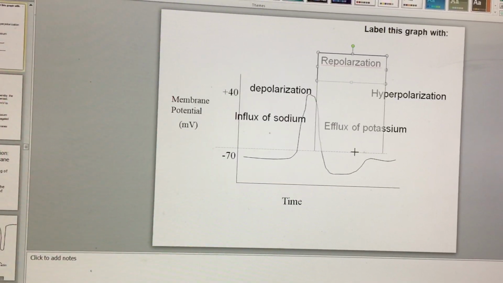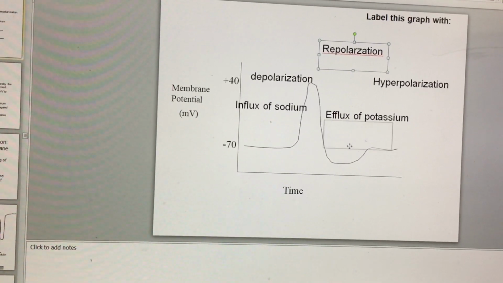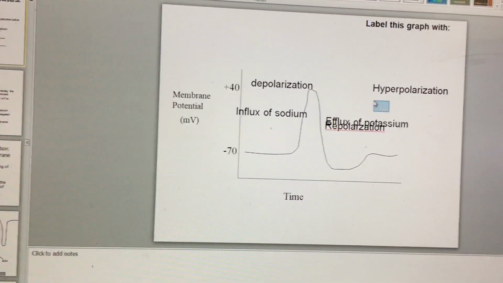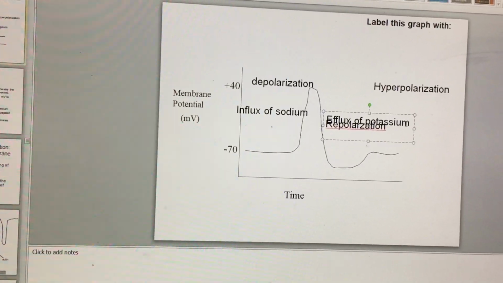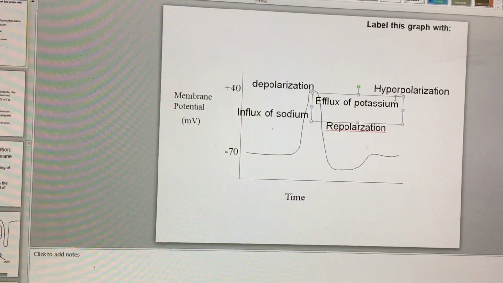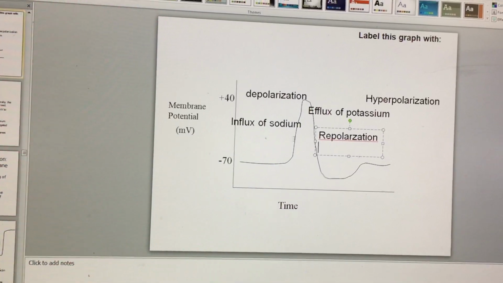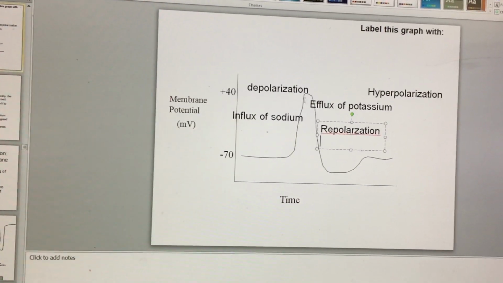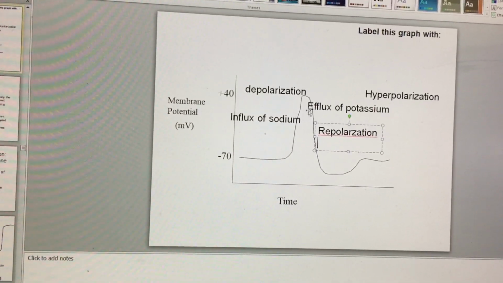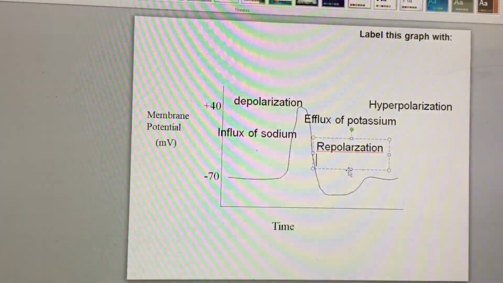So you get efflux of potassium and you get this repolarization. Put that term there. Move this box up a bit. So you've got influx of sodium, charge becomes more positive, it's called depolarization. Then you get potassium leaving the muscle fiber, you get repolarization, the charge is becoming more negative.